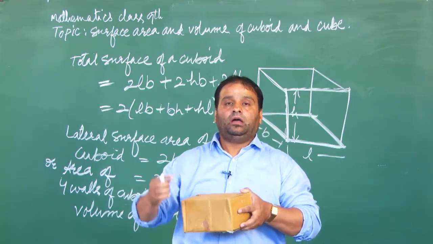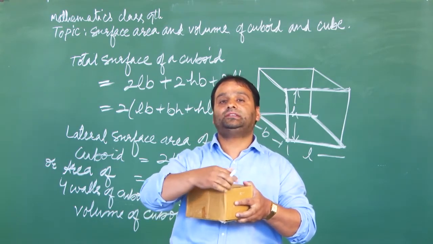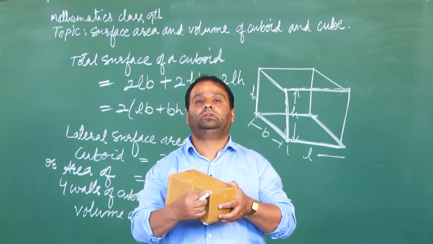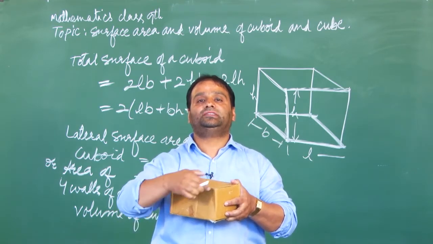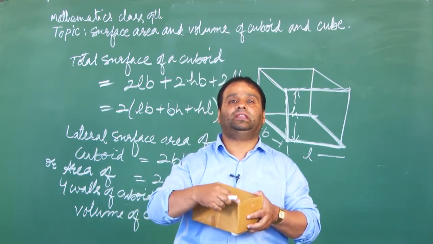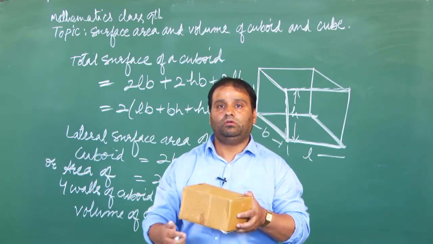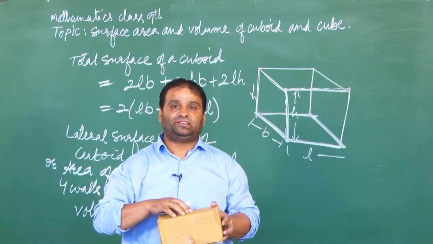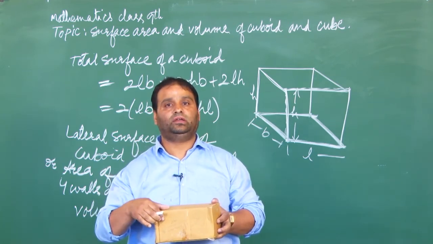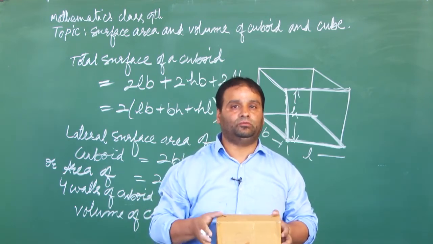Now, there is another point where the 3 surfaces of the cuboid meet. This is the common point of the 3 adjacent surfaces of a cuboid. This point is called the vertex of the cuboid. So, the side of the cuboid can be called the edge of the cuboid, and the corner of the cuboid can be called the vertex of the cuboid.